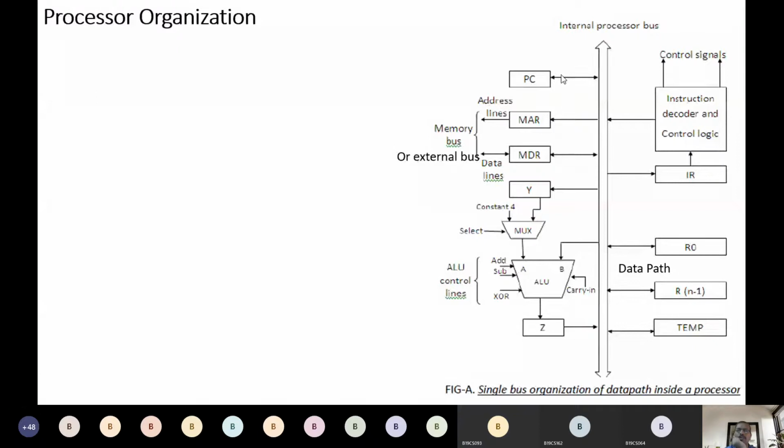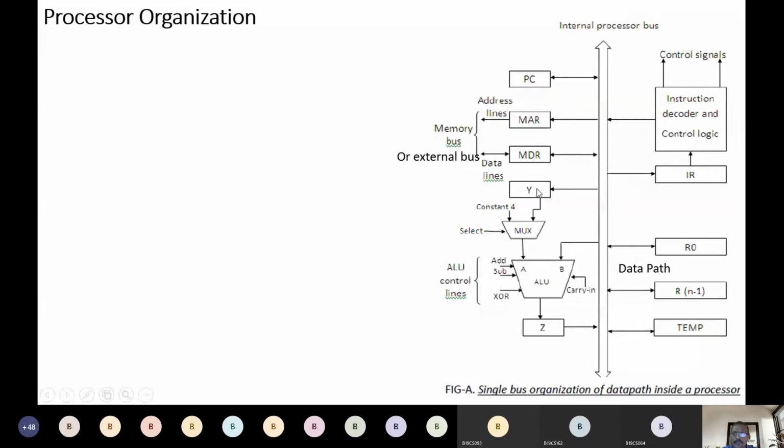So I want everyone to concentrate here. We have many registers, R0 to R15, and also you can see MUX. We are talking about MUX, right? This is a multiplexer. It takes multiple inputs. You can see here it's taking 2 inputs, so it can take n number of inputs, and it gives one output. Here you can see it is taking constant 4 and also some data from register Y.